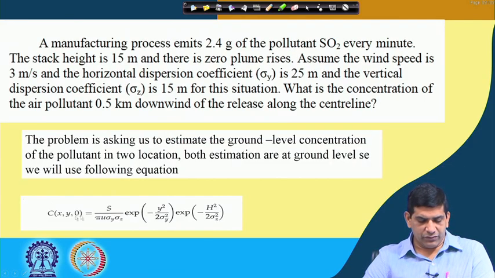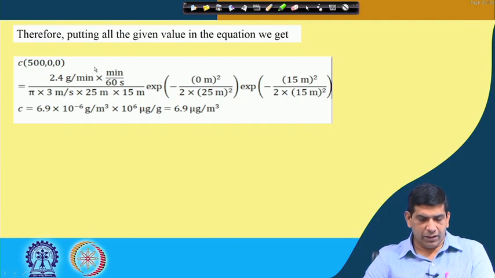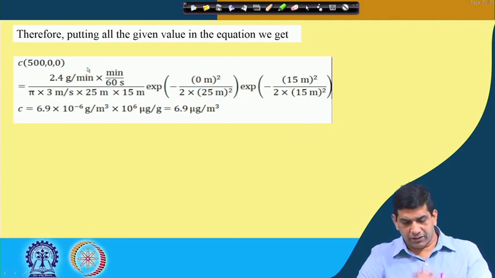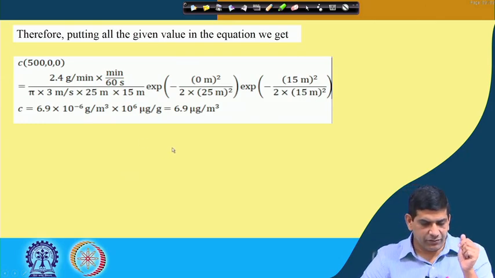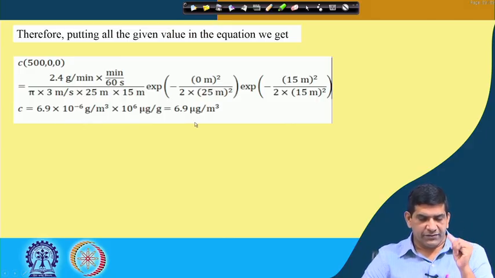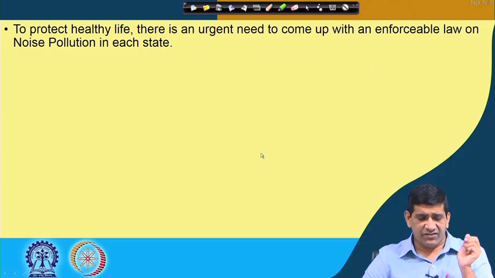So, we can use the same equation over here, and then we put x as 500, and y and z as 0, 0. Putting those numbers in, we get the concentration to be 6.9 micrograms per meter cube.